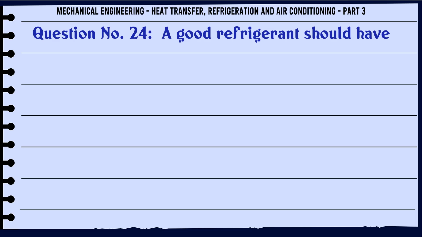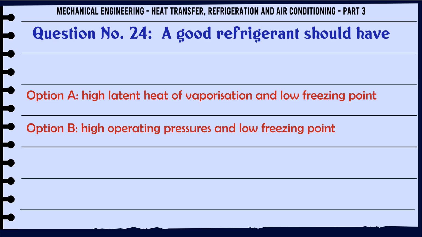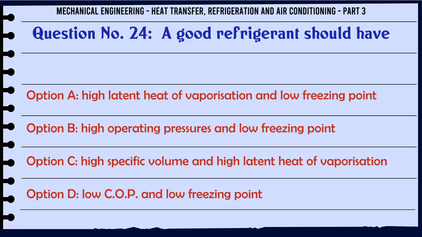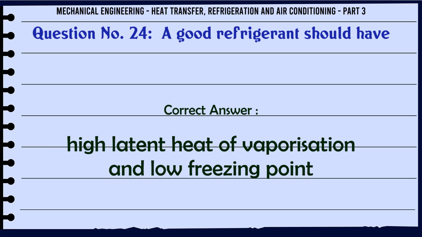A good refrigerant should have: A. High latent heat of vaporization and low freezing point, B. High operating pressures and low freezing point, C. High specific volume and high latent heat of vaporization, D. Low COP and low freezing point. The correct answer is high latent heat of vaporization and low freezing point.